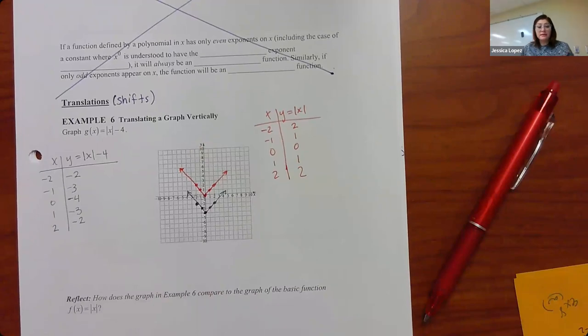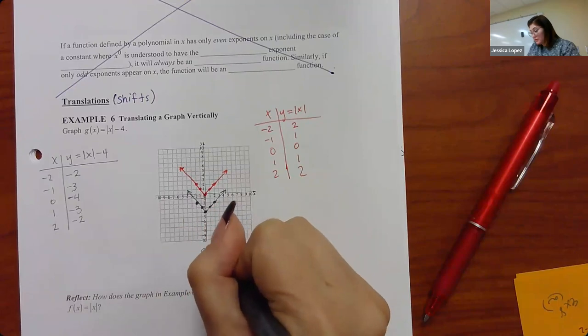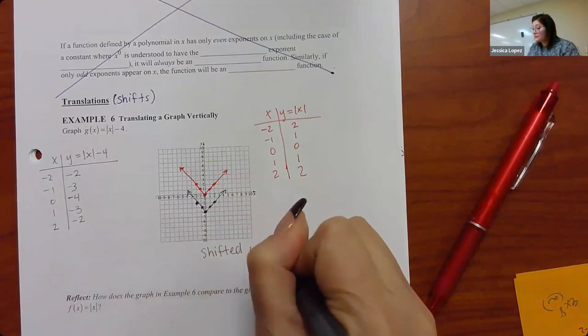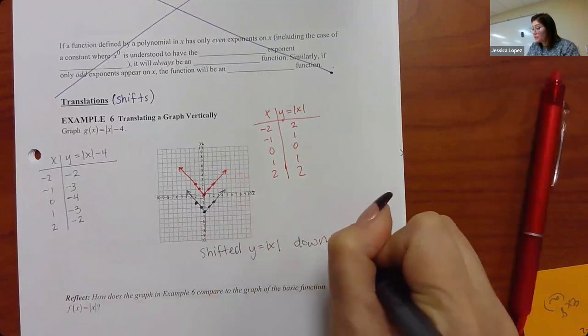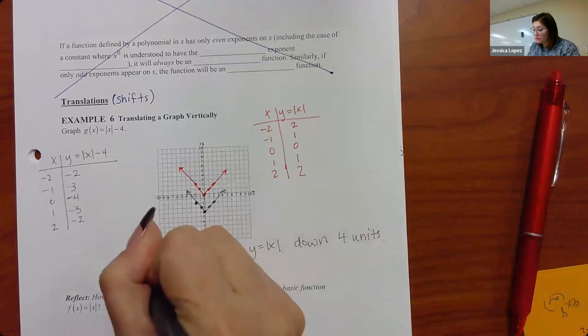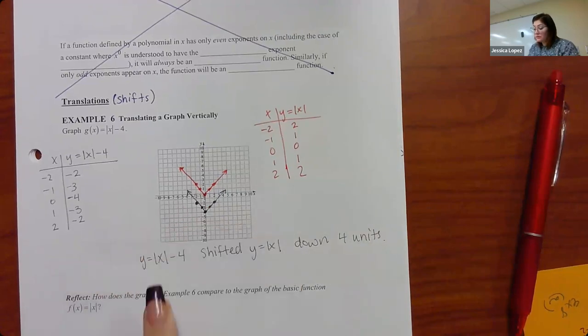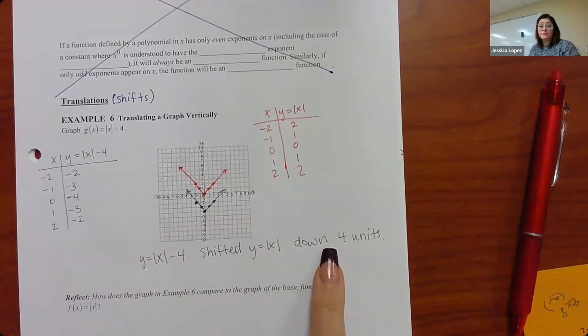Now notice, this one did not get wider or narrower. It's the same exact slopes on both of those lines, okay? So it did not get wider or narrower. All it did was just slide down, right? And so that's called a vertical shift. If you're going to shift up or down, it's called a vertical shift. So this one shifted the original graph down 4 units.